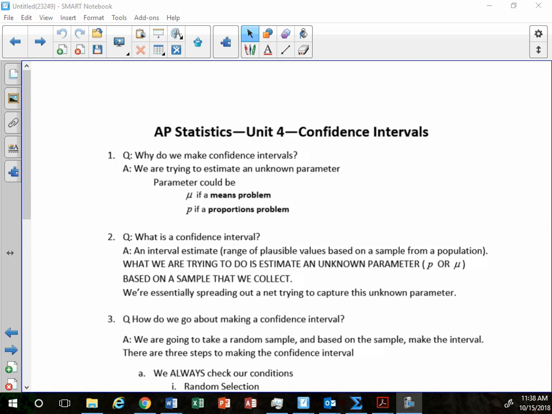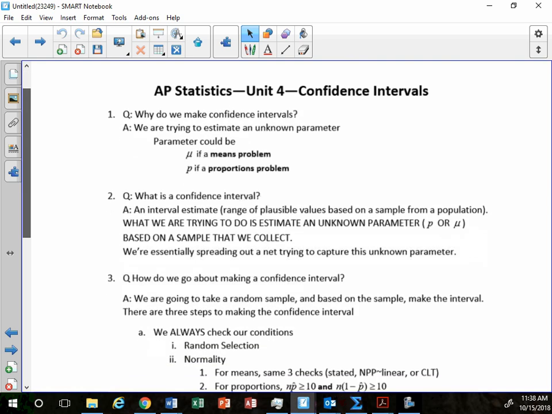All right, guys. We are talking about confidence intervals. So this is inside your notes packet. If you weren't there already, go ahead and find your way here.